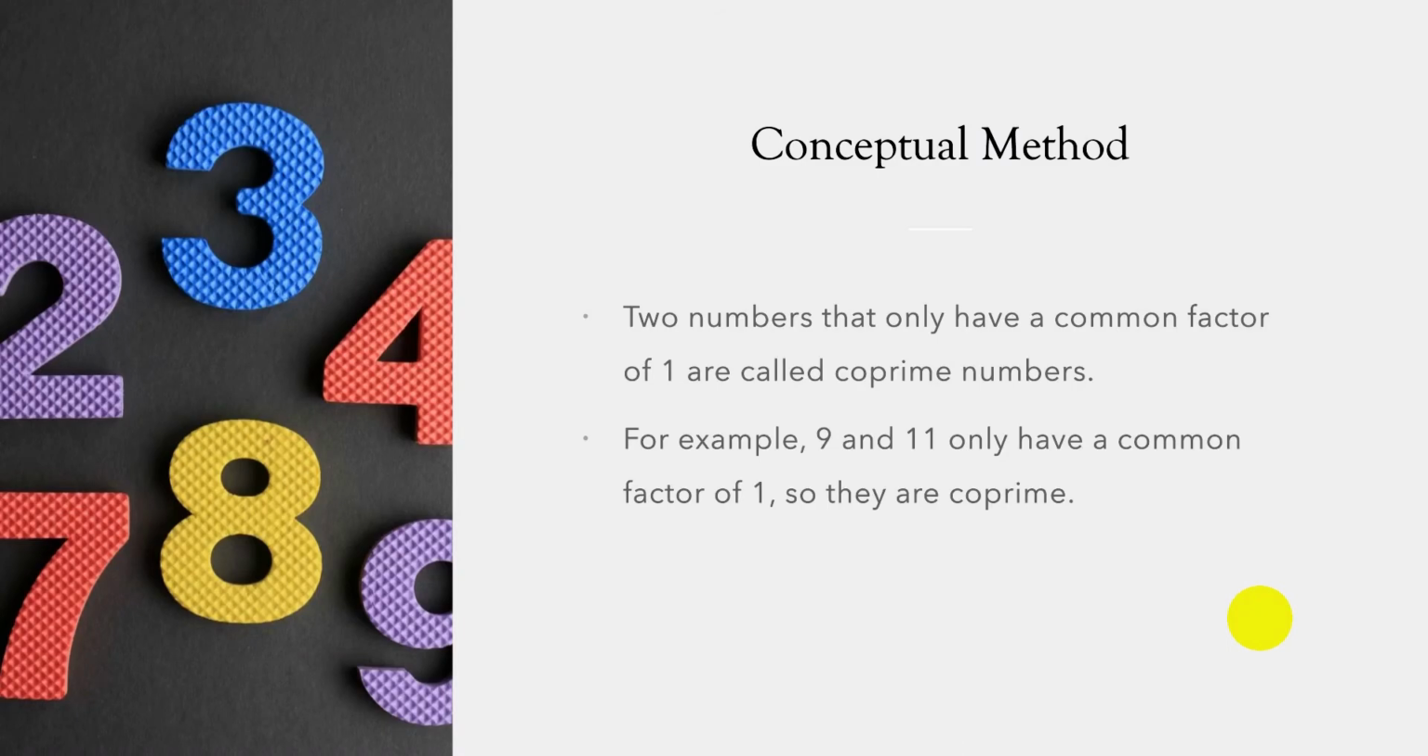The first one is the conceptual method. Two numbers that only have a common factor of 1 are called coprime numbers. So we could use this definition to determine if two numbers are coprime. For example, 9 and 11 only have a common factor of 1, so they are coprime.